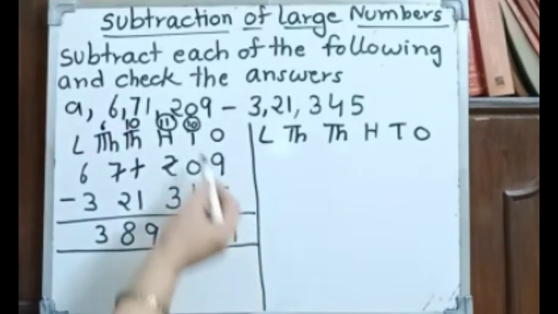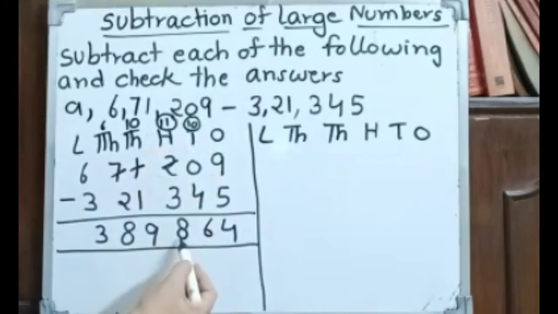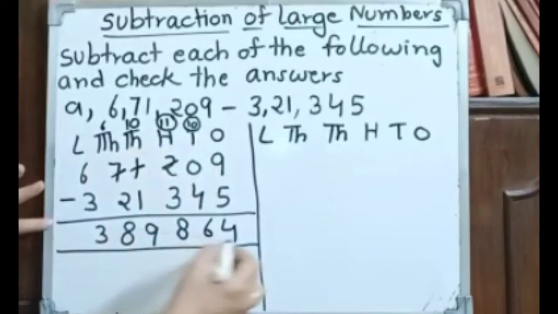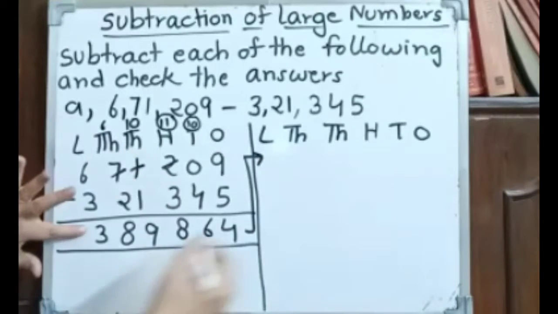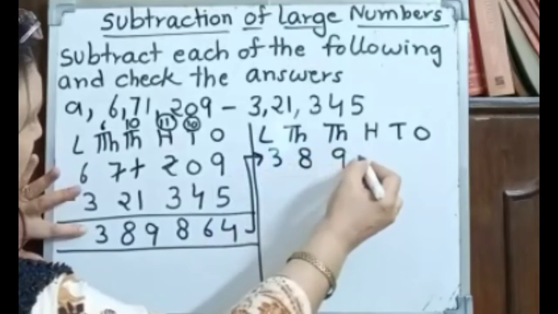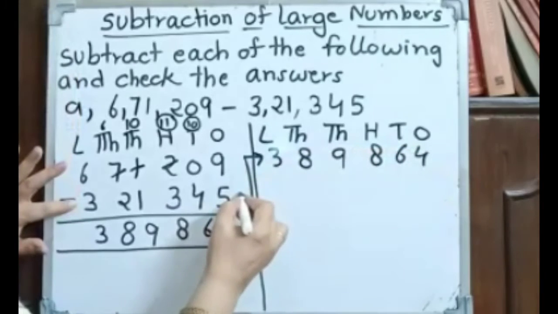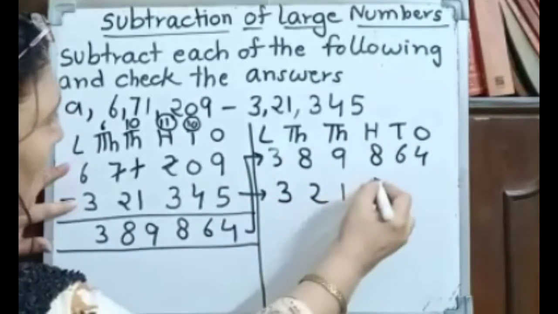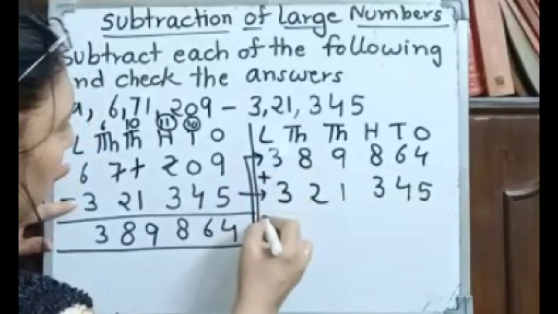9 minus 5, 4. Now 10 minus 4, 6. Now here 1 is remaining. 11 minus 3, 8. 10 minus 1, 9. 6 minus 2. Now what to do? Take this number, make an arrow like that, and take it directly to the upper side. 3,89,864. Now this number you take straight. 3,21,345. Now what to do? We will add the numbers.